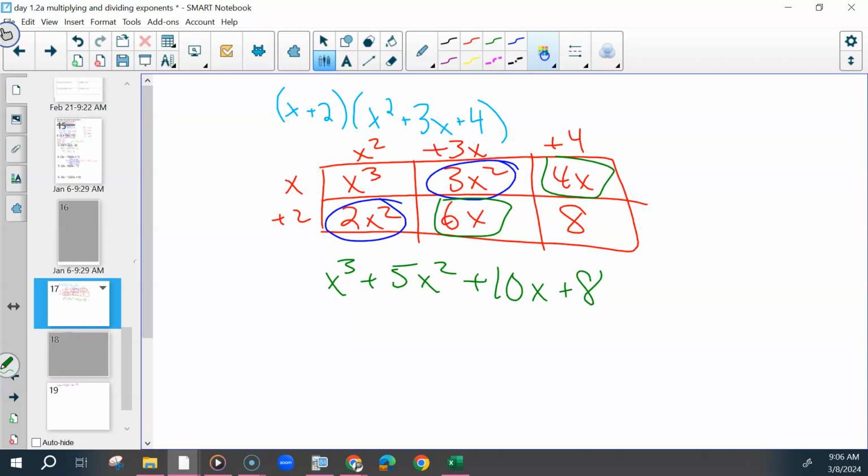Questions on how this works? So you guys are going to have a lot of time to practice today. One, you could keep practicing in these notes. There are a bunch of practice problems. The last few pages deal with binomial to binomial or binomial to polynomial.